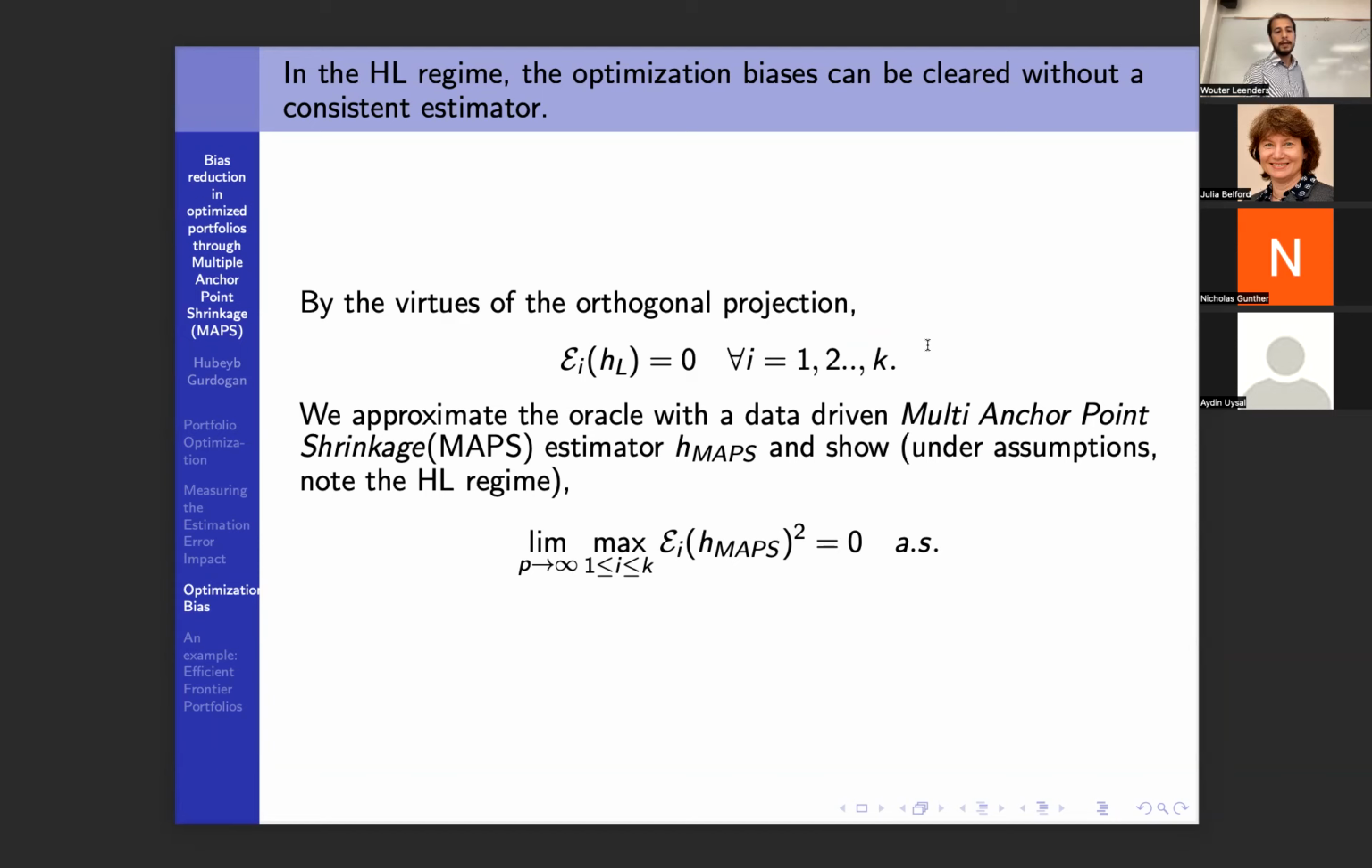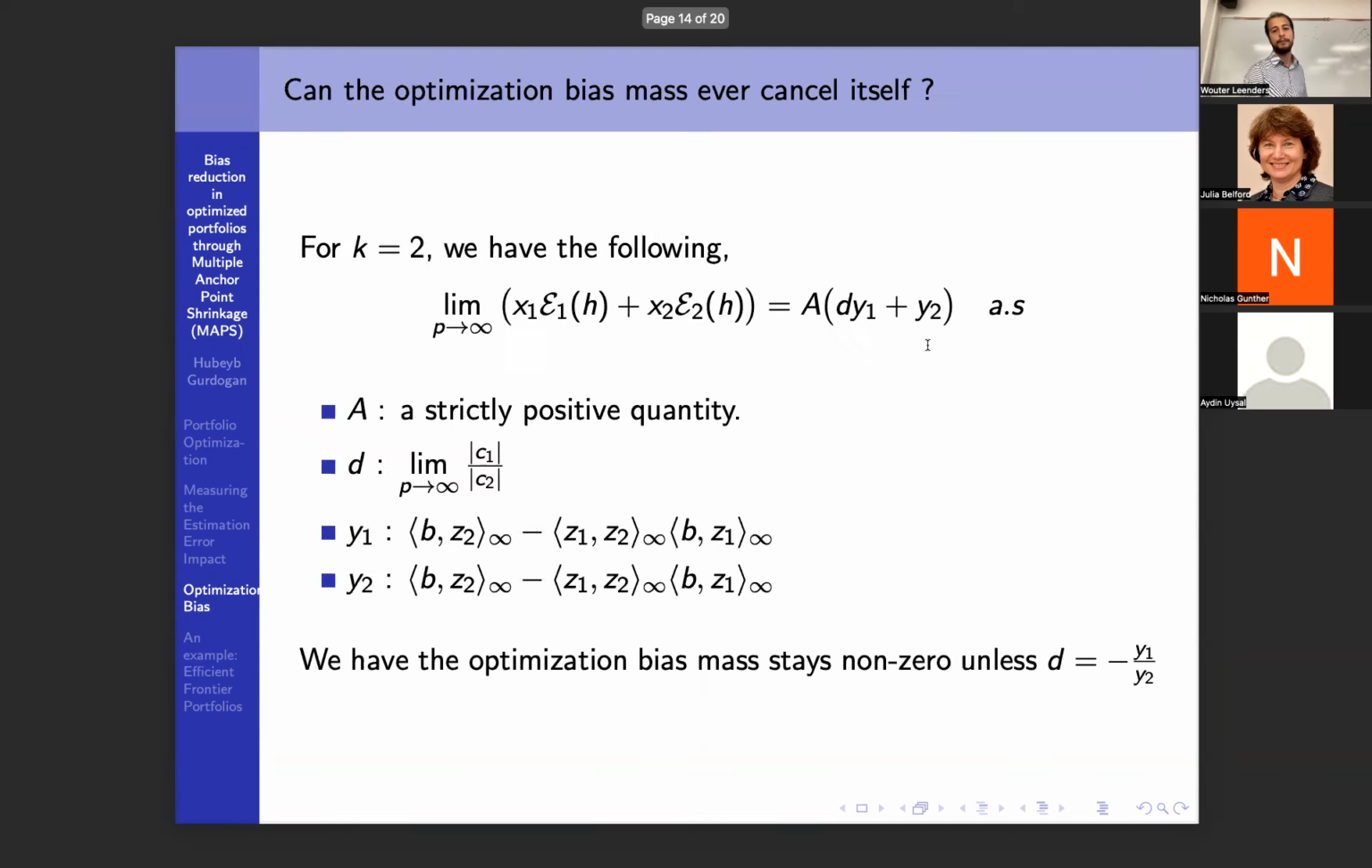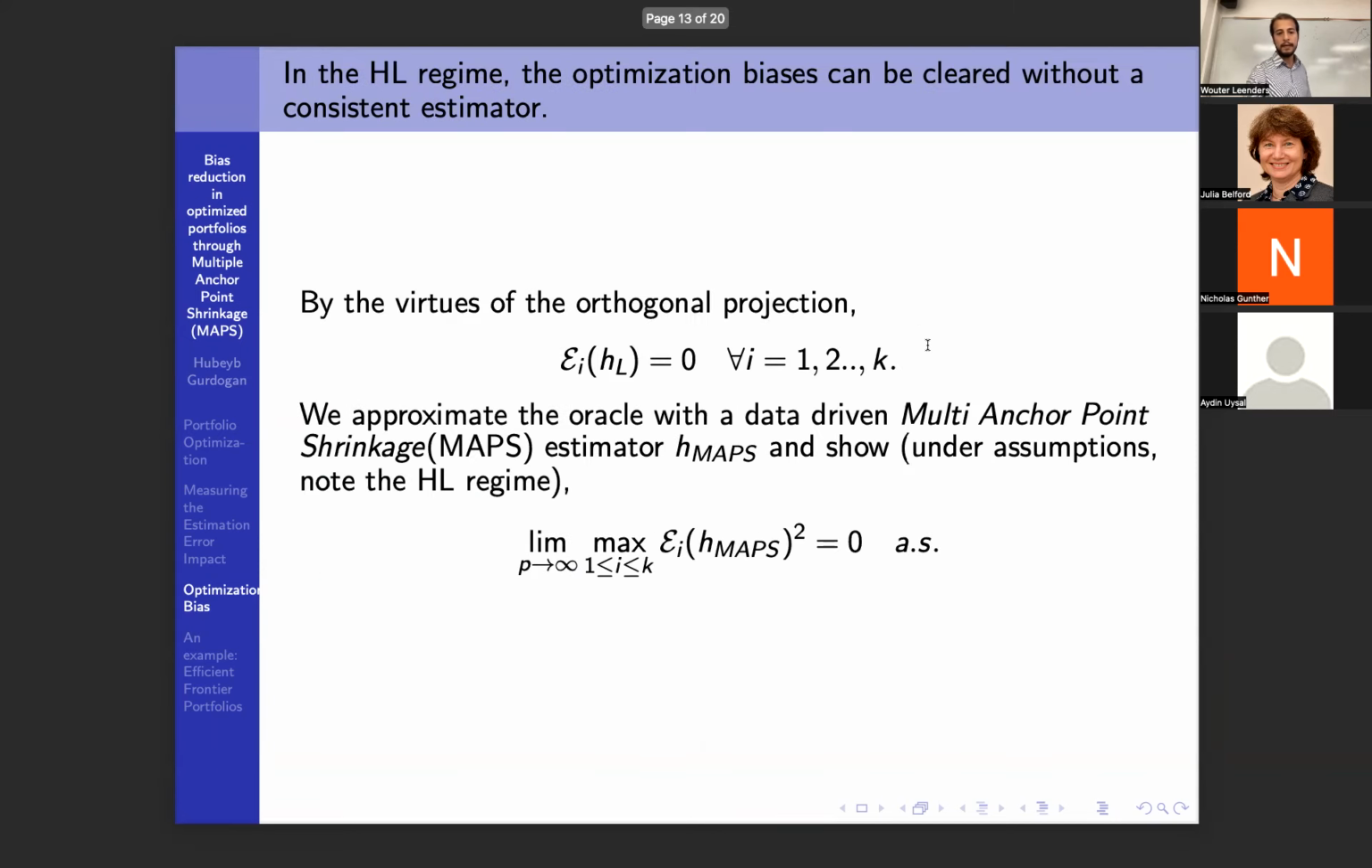And the important thing is it's just killing all of them at once. Okay, so this is the first part of the story. We have more than one source of the optimization bias and how to treat them. We just shrink H towards all these constraints, and if you do that optimally, that will kill all of the optimization bias terms. That is the first part of the story.